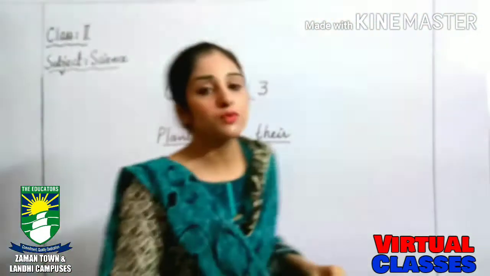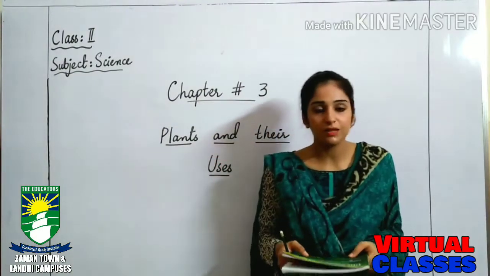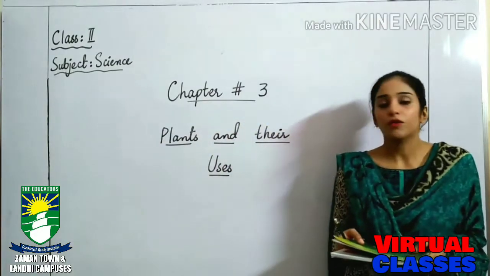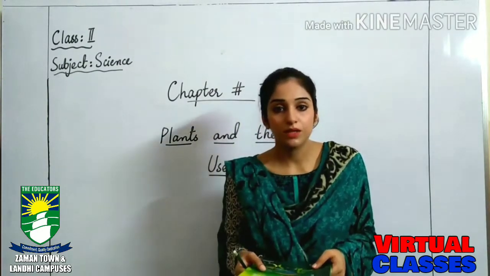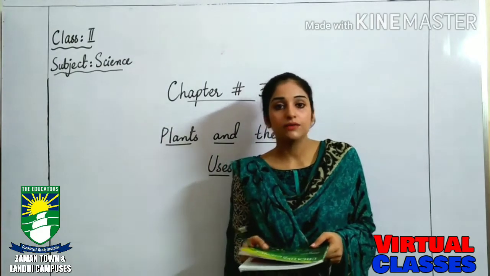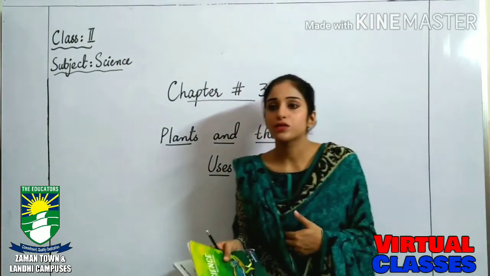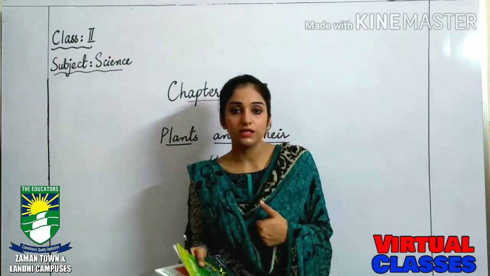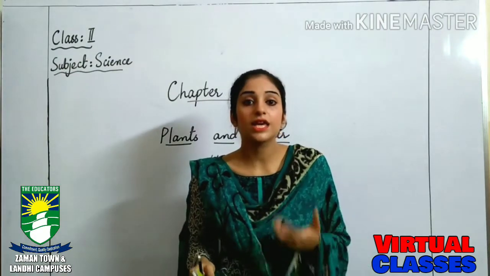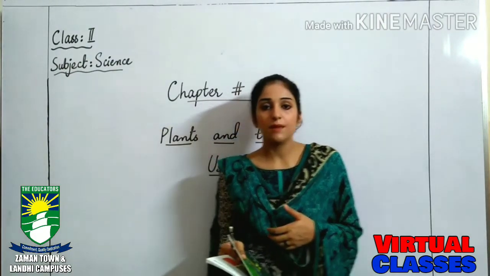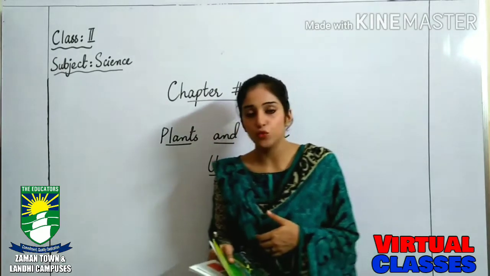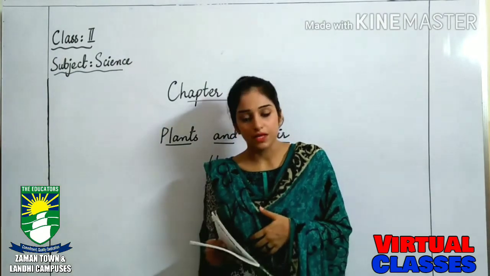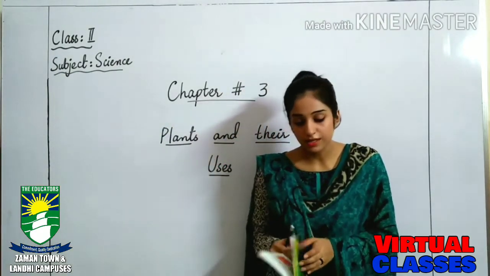Now, we are talking about plants and their uses. As we know very well, plants are very important for all living things. For example, plants give us wood, paper, oxygen. As I told you before, plants are living things, so they also breathe in carbon dioxide which we breathe out, and they give us oxygen. In this way plants give us fresh air as well as fruits, vegetables, paper, wood, glue, perfumes and so many other things. We are going to discuss that in this chapter.